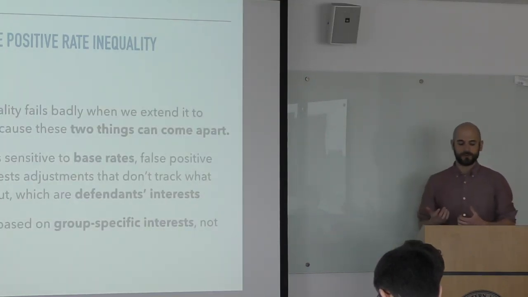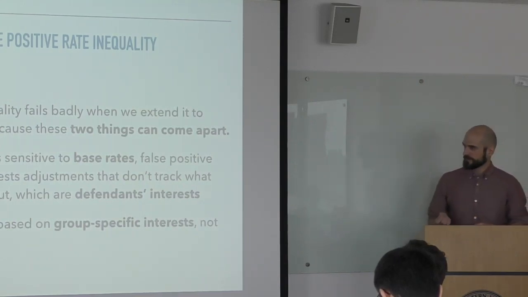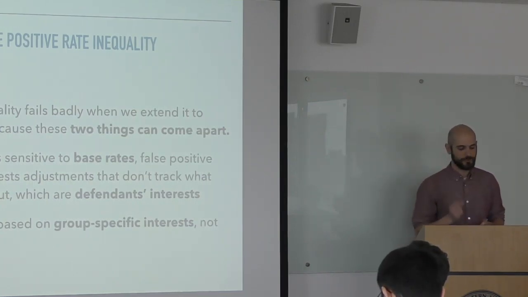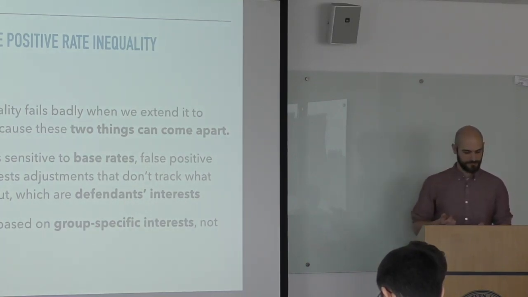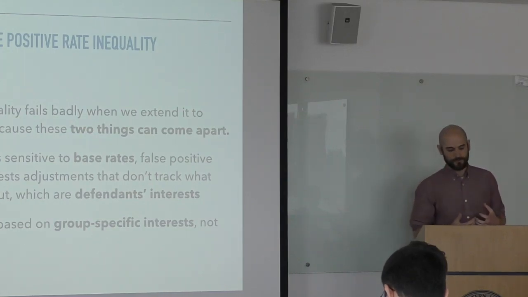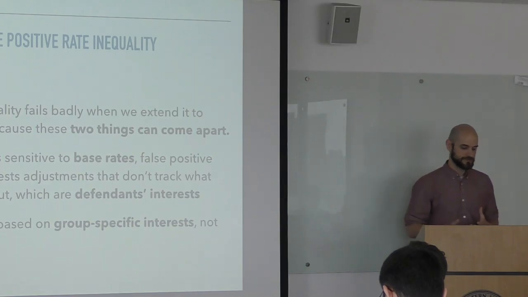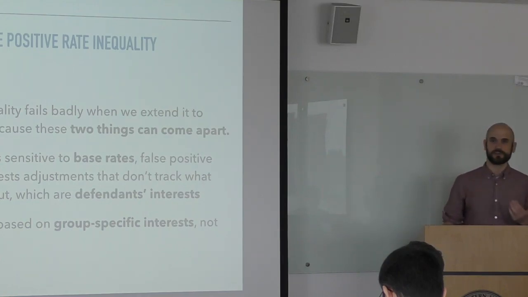But it's going to fail quite badly when we extend it to other domains, because those two things can come apart. And so if we're going to make fairness sensitive to base rates, we're going to get all sorts of adjustments that just don't track what we really care about. And what we care about are the interests of the people who are undergoing these procedures. And so I think when we're looking at adjusting thresholds and tools to make things fair, we should be adjusting based on group-specific interests, but not on base rates, per se.